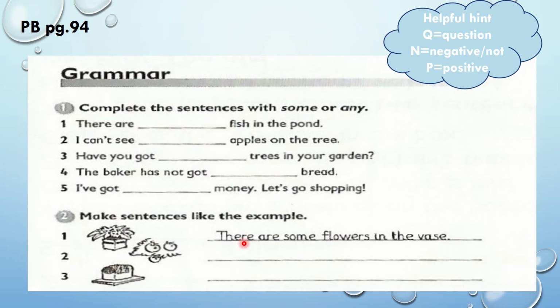Now, if we have a look in our practice book on page 94, let's remember that our helpful hint here, Q stands for question, N stands for negative or not, P stands for positive. So, here it says complete the sentences with some or any. There are fish in the pond. There are, it's a positive, and we are going to have a look at that.